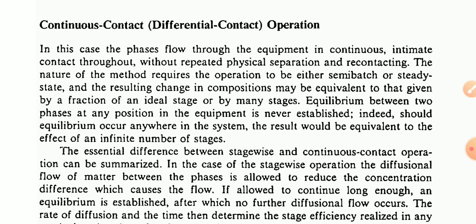કન્ટિન્યુઅસ બેઝિસ પર they initiate contact throughout without repeated physical separation and recontacting. The nature of the method requires then that the operation be either semi-batch or steady state, and resulting changes in composition may be equivalent to that given by a fraction of an ideal stage or by any stages, with equilibrium between the two phases at any position in the system. The result will be equivalent to the effect of an infinite number of stages.